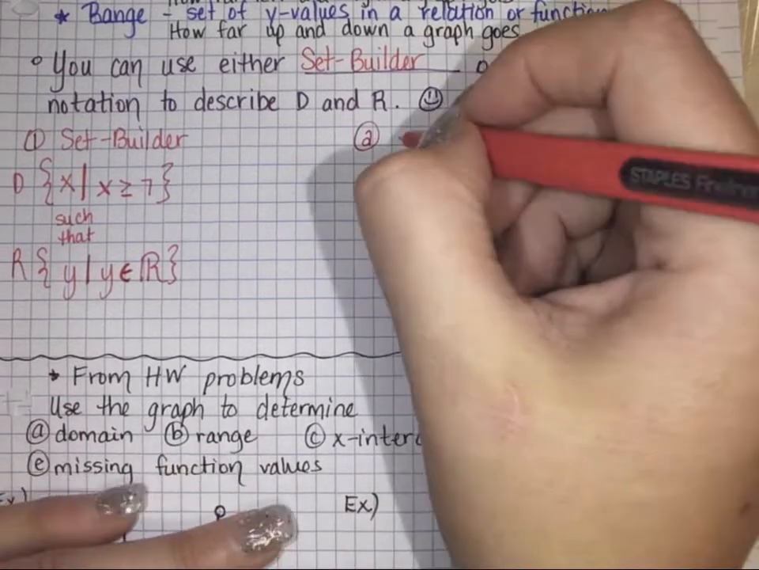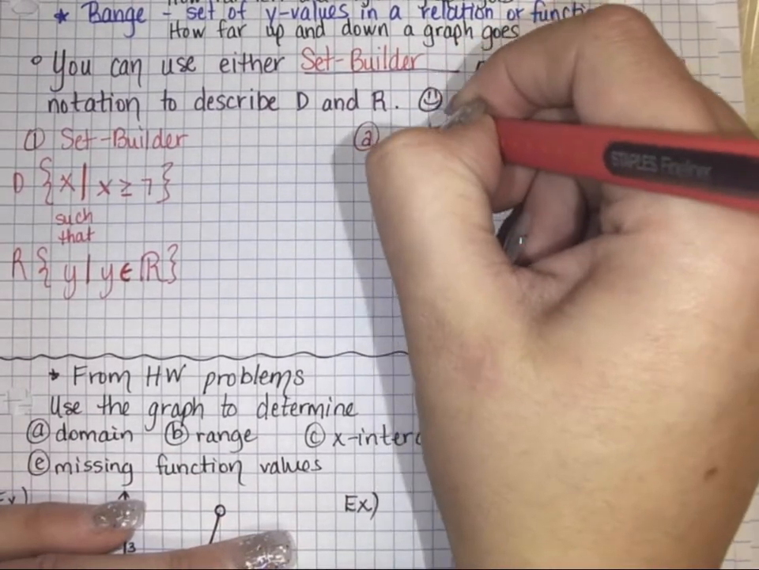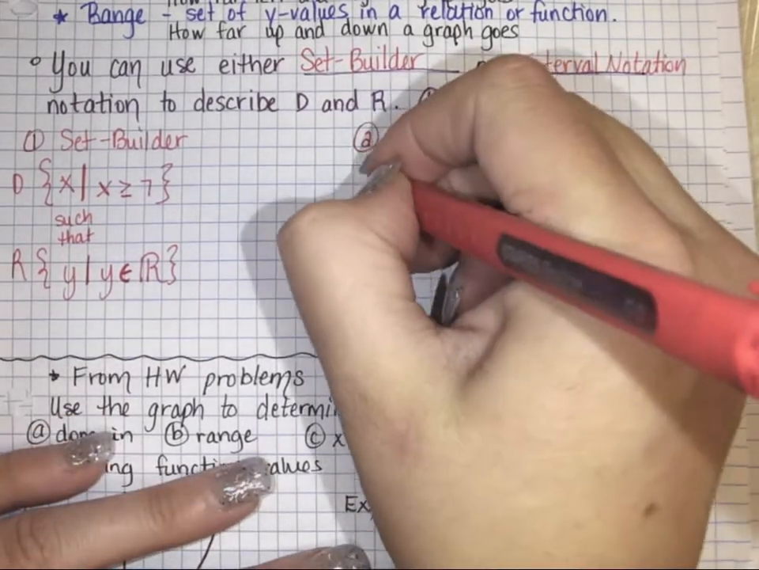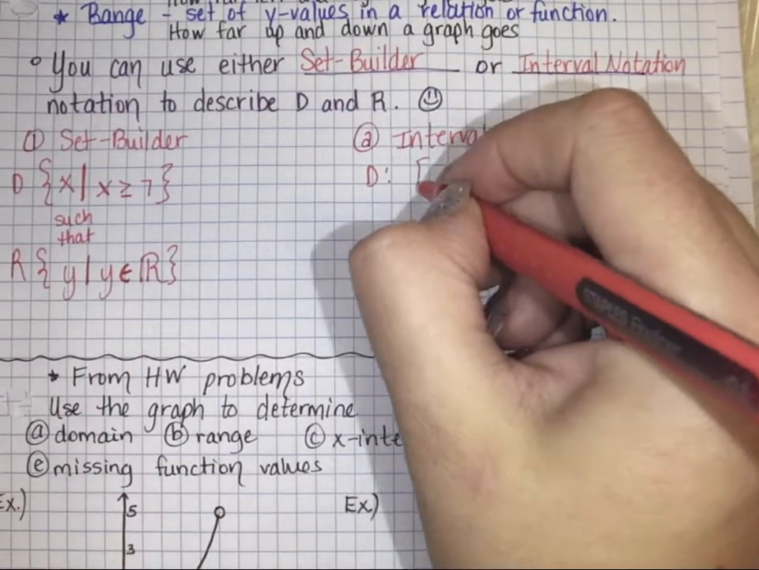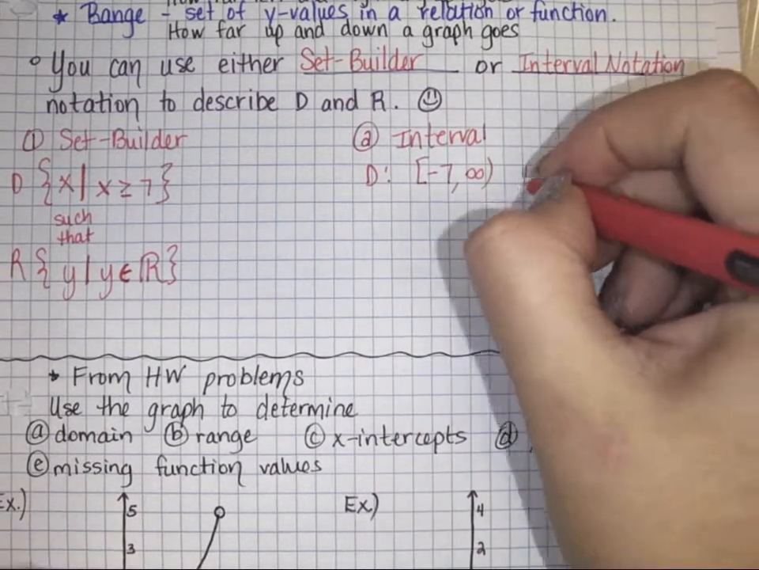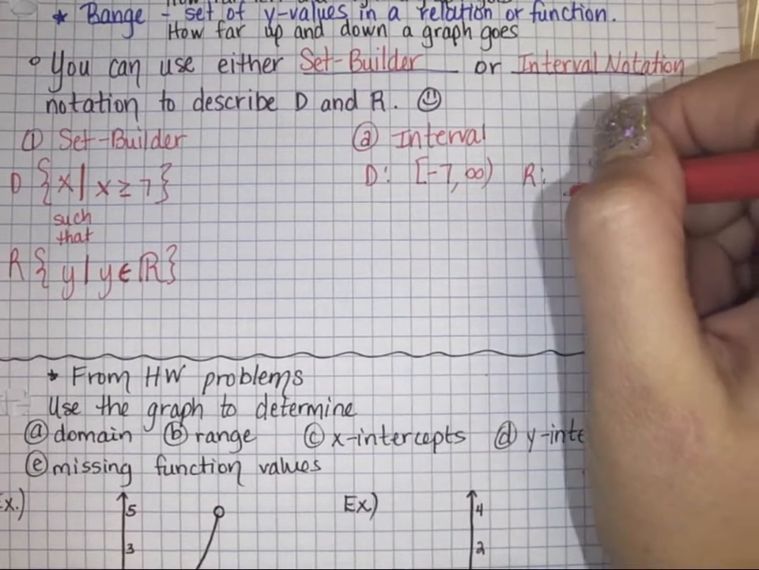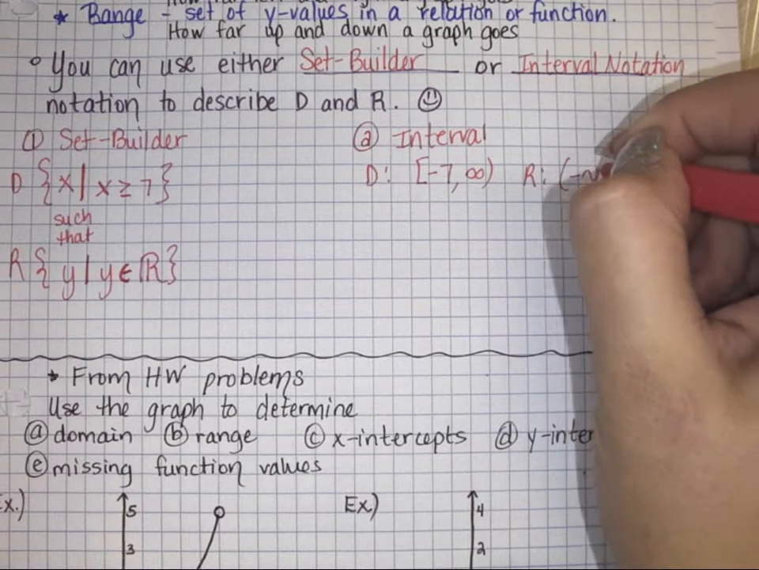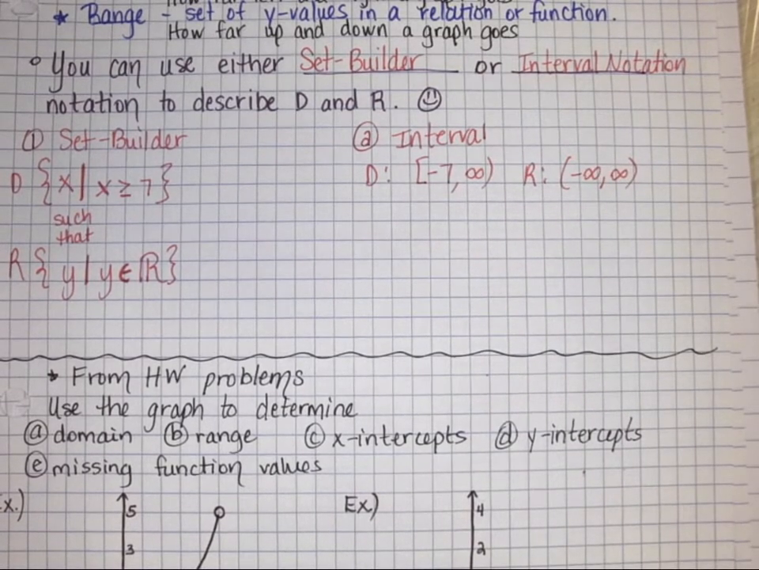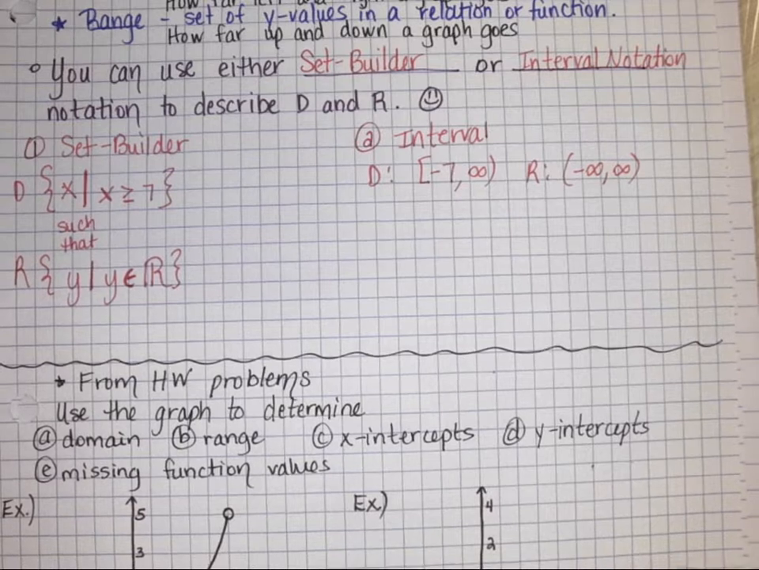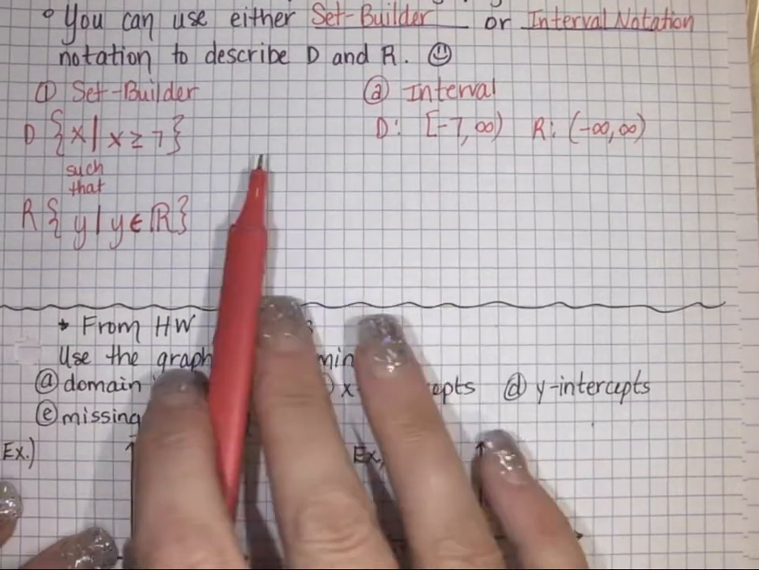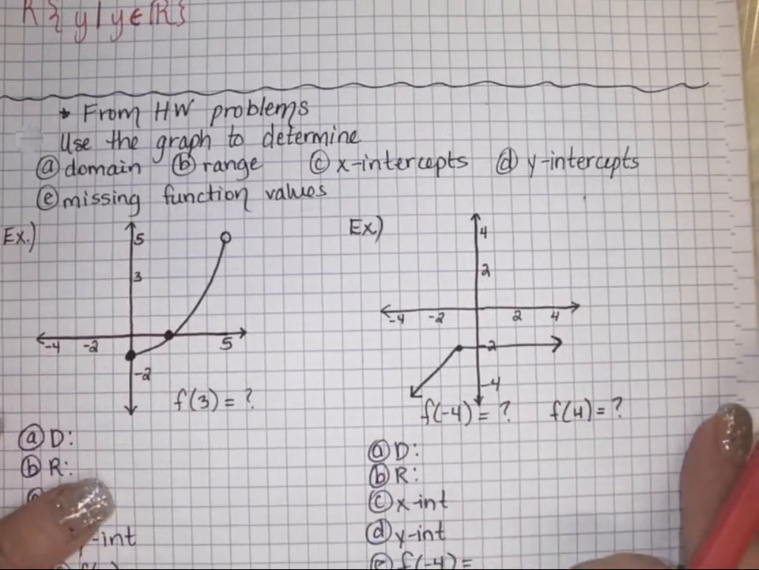Number 2 is your interval notation. And it looks like domain would be from 7 to infinity. I bet you guys remember that one a little bit better. Range would be all your y's from negative infinity to infinity. Just to give you some examples. Those are just random things that I just come up with.